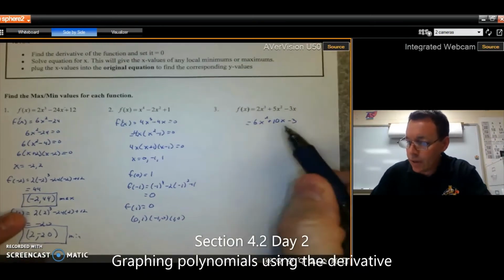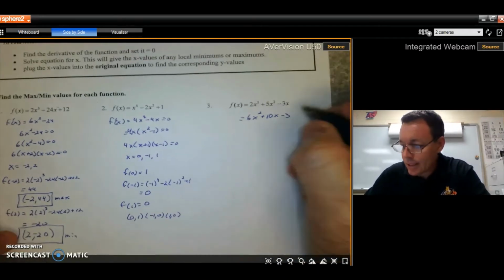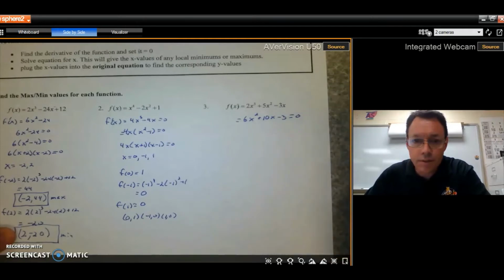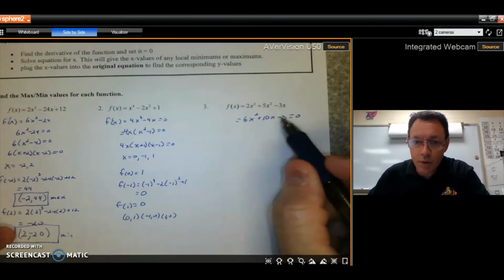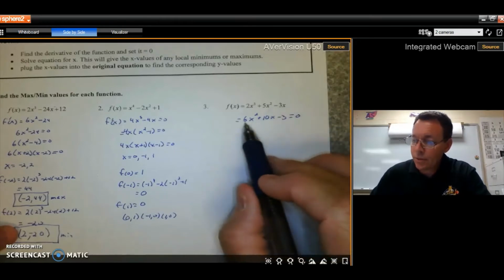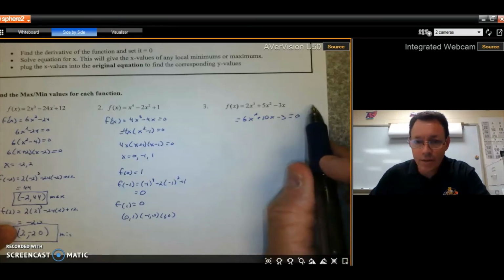All right, so this is the derivative for number 3. And then our problem is, so the idea is we're supposed to set this equal to 0 and solve it. But this doesn't factor. So if you try to do factor by grouping, or if you try to do guess and check, so think factor by grouping. If you take 6 times negative 3, you'll get negative 18.